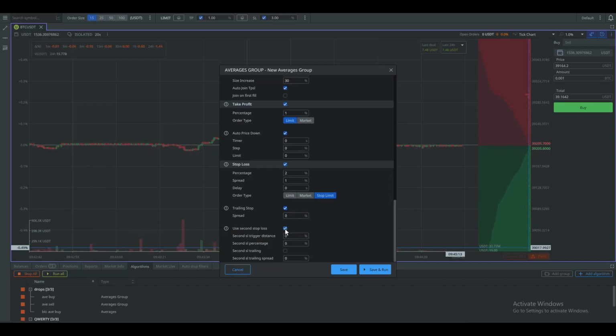Second stop loss allows you to replace the existing stop loss with a new one if specific conditions are met. Second stop loss trigger distance is the level at which the movement of the price in the profitable direction will delete the existing stop loss and place the new one at a distance equal to the second stop loss percentage from the level of the trigger distance for the second stop loss. Second stop loss trailing enables or disables trailing of the second stop loss.